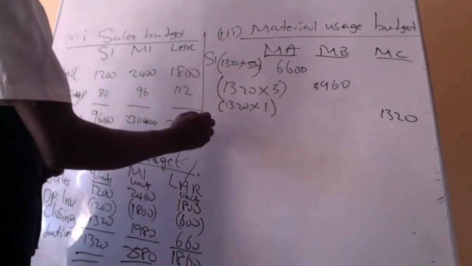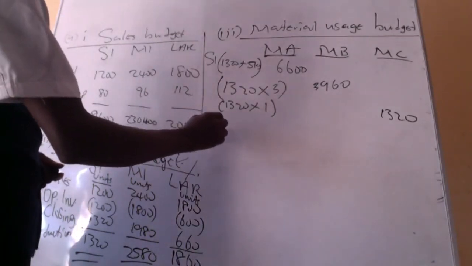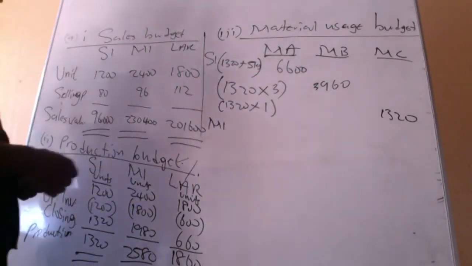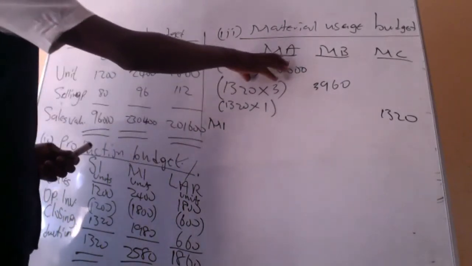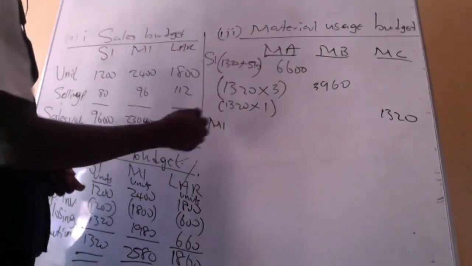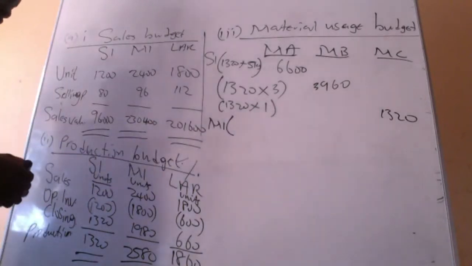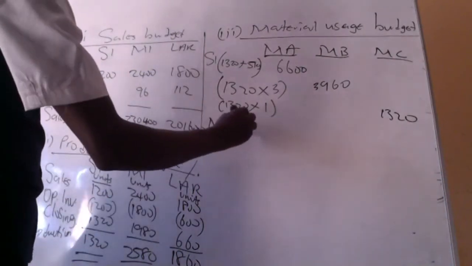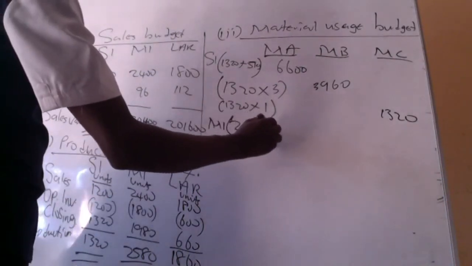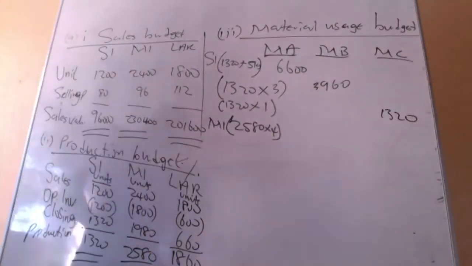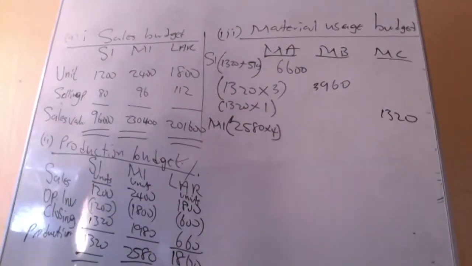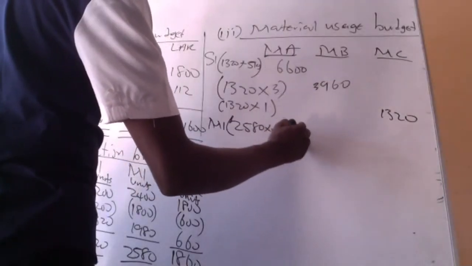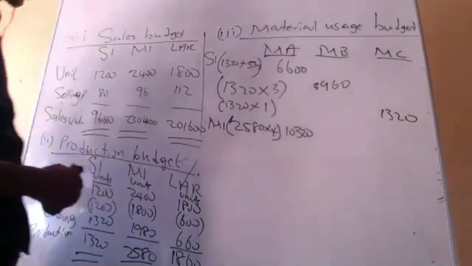Now let's go to MI. We are done for SI. MI, the same game. If I want a unit of MI, how many MA do I need so that I can produce a unit of MI? 4. Good. So I'll multiply the production of 2,580 by 4. And that will give us 10,320. Good, 10,320, the very first one.